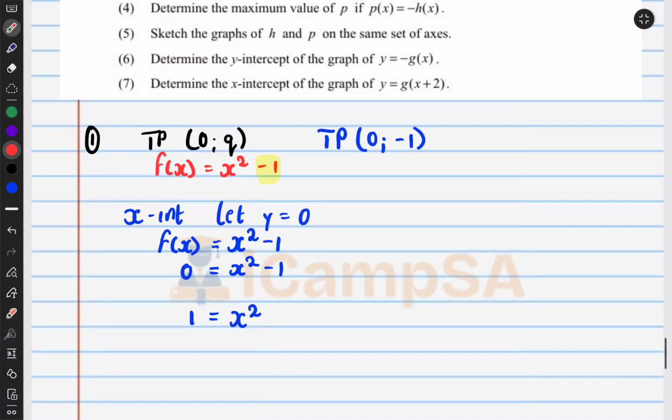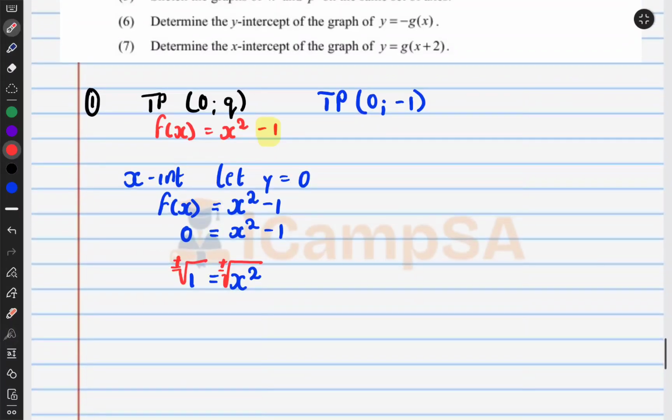We're going to have to introduce a square root. So the square root is either positive or negative, plus or minus the square root. This is x squared, and we are introducing the square root. So the square root is plus or minus the root of 1. Therefore, we're going to have two roots for this equation, which is x = 1 or x = −1.